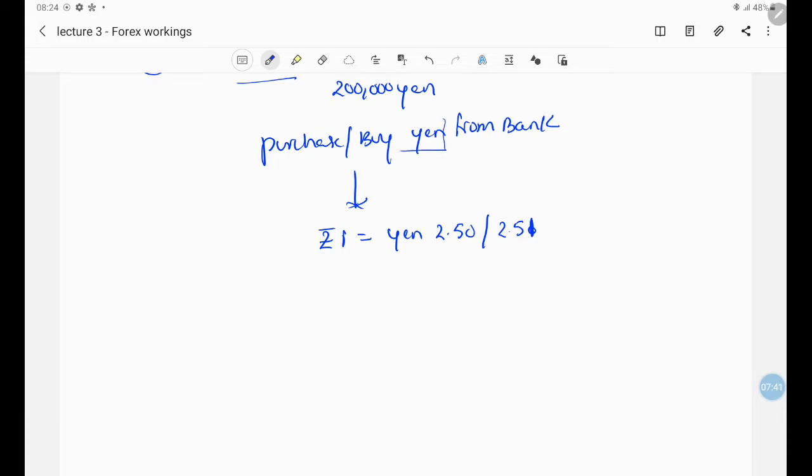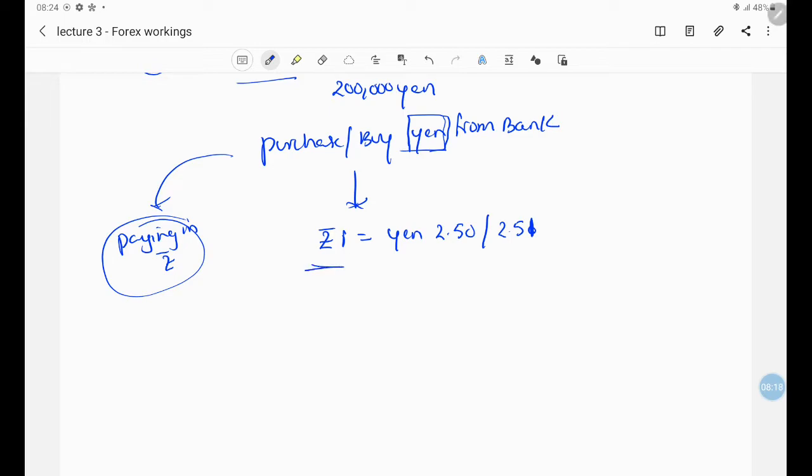So we require yen, so we have to purchase yen. And when requiring yen, we have to pay in rupees, right? We have to pay in rupees. Now we have to see at which rate the bank is buying rupees, because we have to buy yen, but it is given in indirect quote, so we will be paying in rupees. Now you have to see at what rate the bank will be buying the rupee.